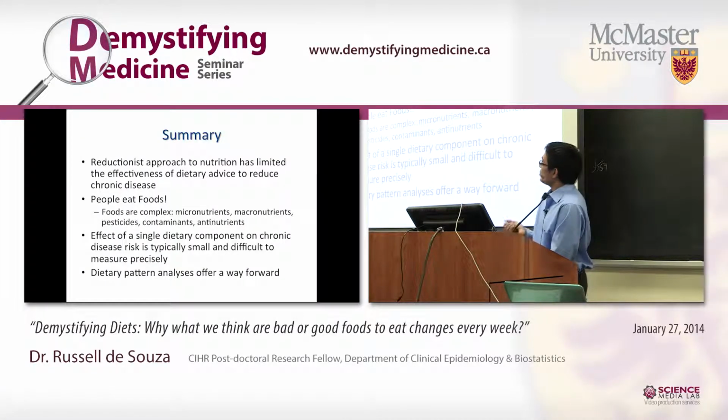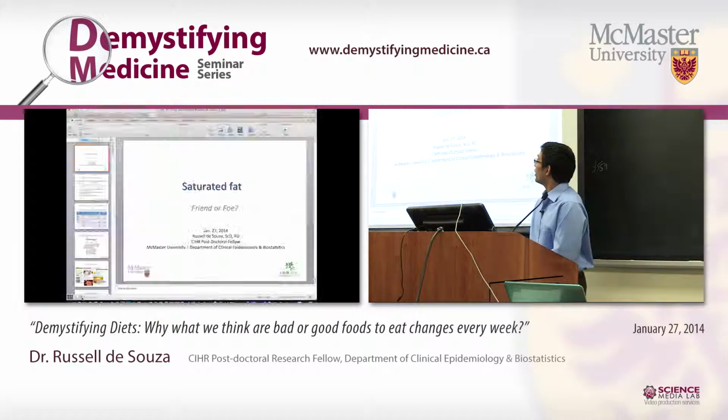So in conclusion, the reductionist approach to nutrition has limited the effectiveness of dietary advice to reduce chronic disease. People eat foods, not nutrients, and foods are complex exposures. And the effect of a single dietary component on a large problem such as CVD or even total mortality is likely to be very small and modified by a number of host and environmental factors. One way that we may go in the future is towards dietary patterns and the role of entire diet and lifestyle choices. So that is our saturated fat story, and I'm happy to take any questions should you have.